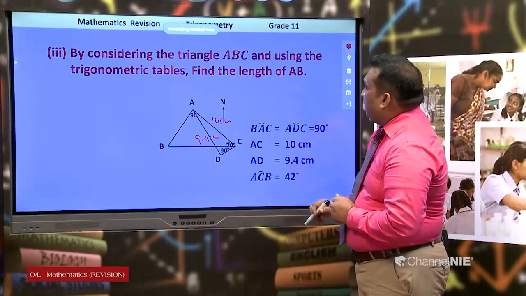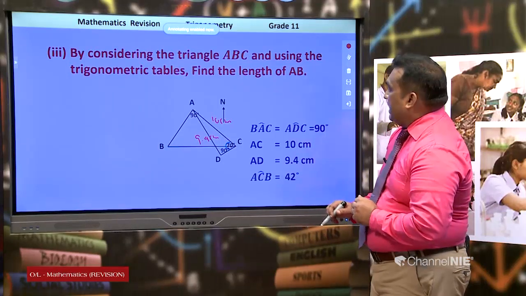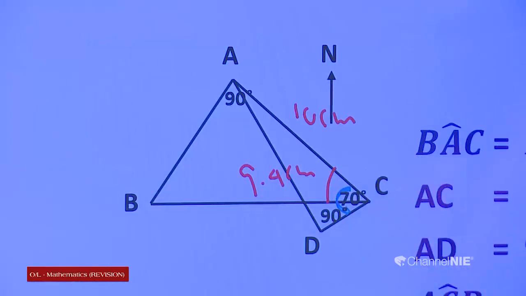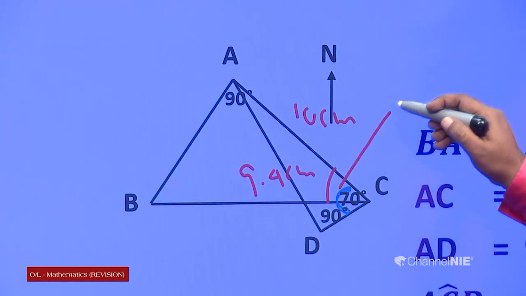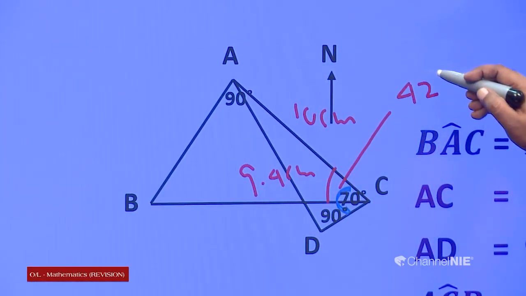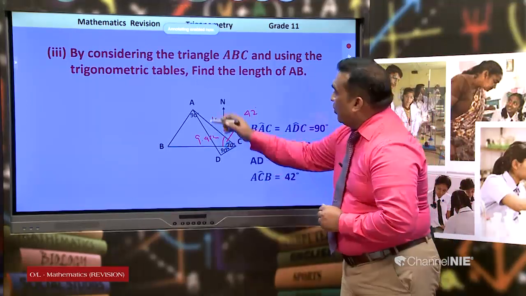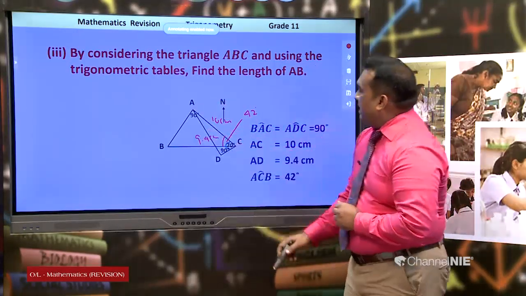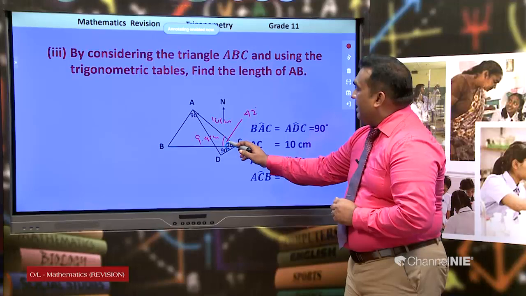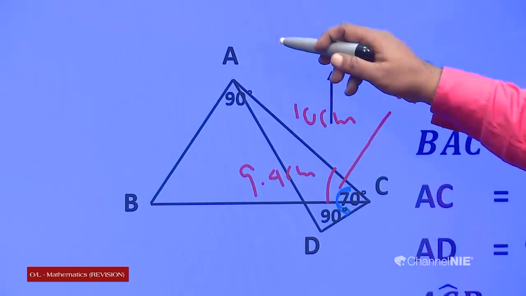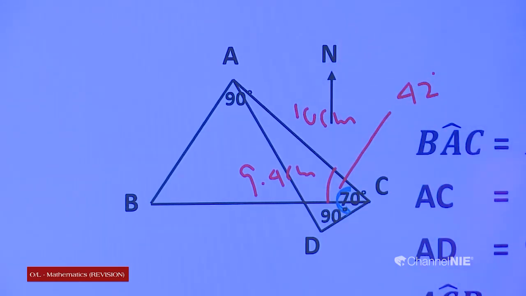Angle ACB is 42 degrees. It means this angle is 42. Find the length of AB. To find the length of AB from this angle, the opposite side is AB and the adjacent side is AC.